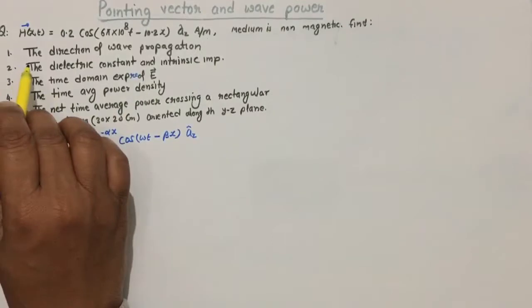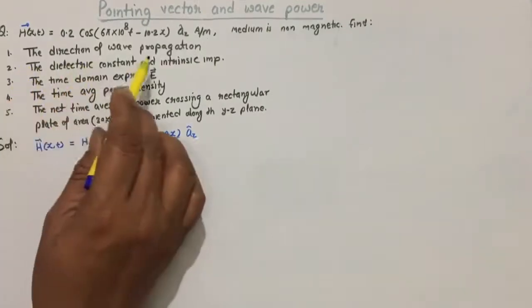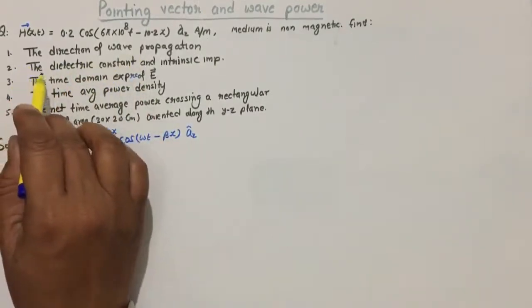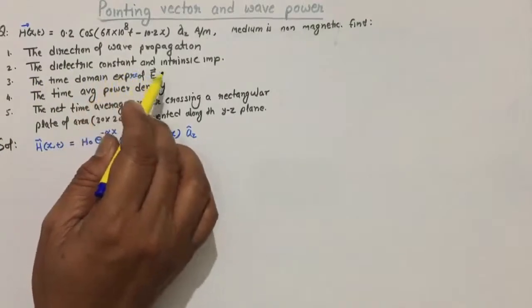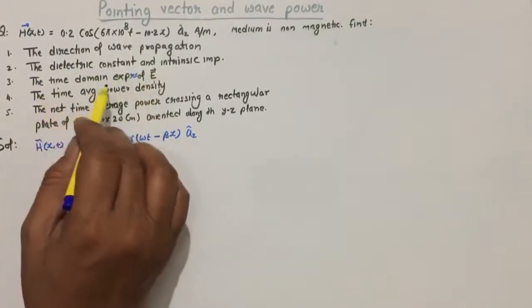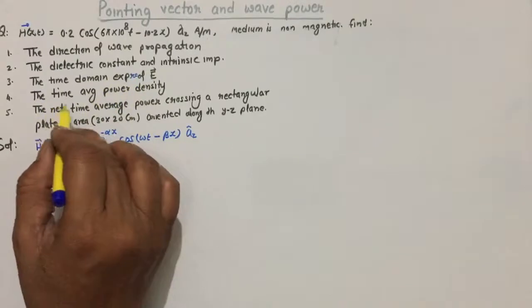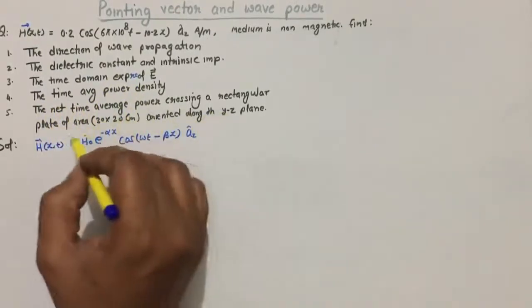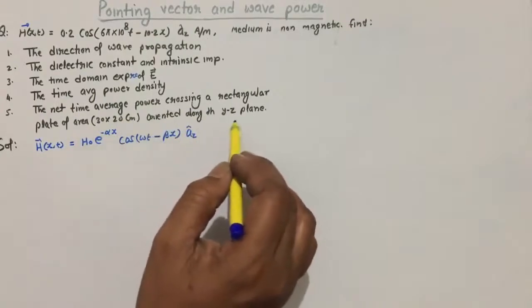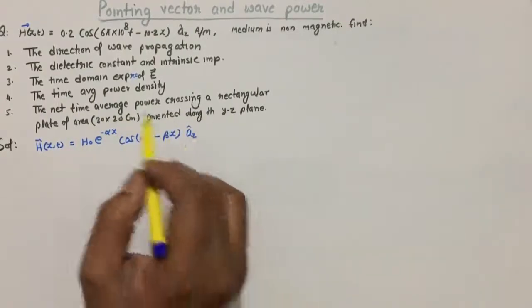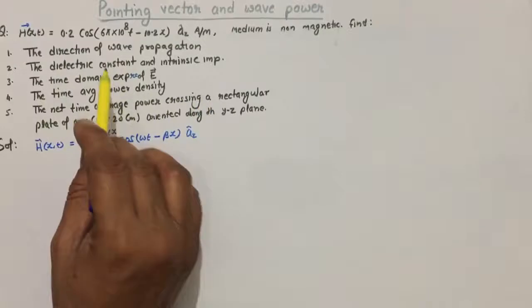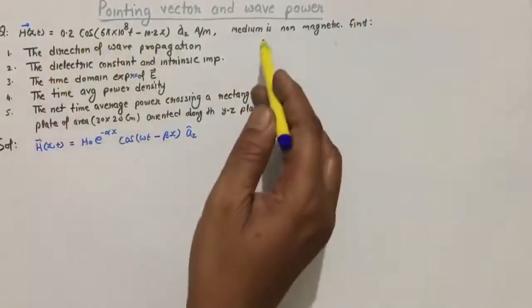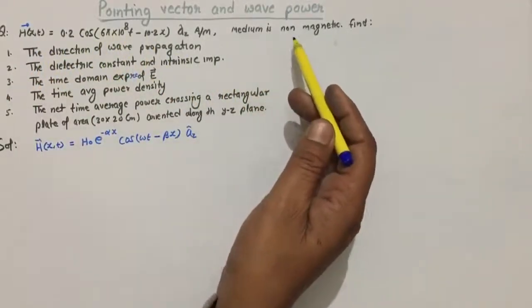The first thing to find is the direction of wave propagation. The next is the dielectric constant and intrinsic impedance, the time domain expression of E, the time average power density, and the net time average power crossing a rectangular plate of this area oriented along the YZ plane. We have to find these 5 things from this information, that is, in non-magnetic material.